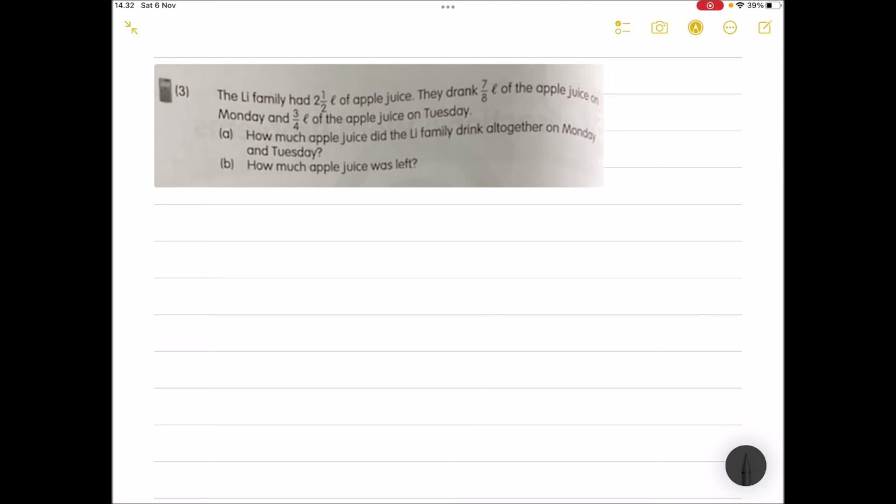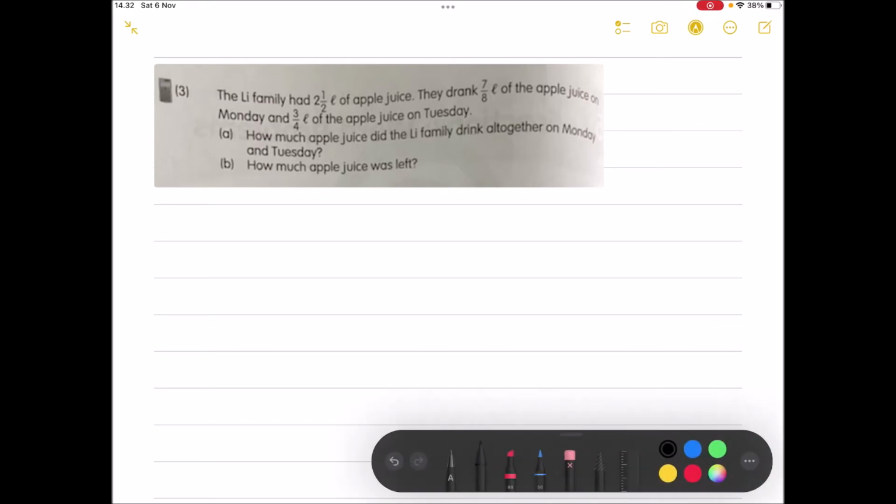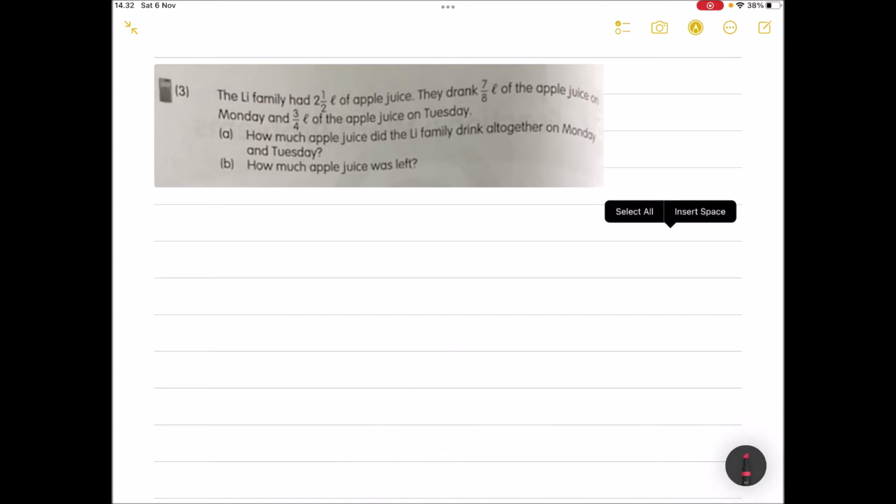The Lee family had 2.5 liters of apple juice. They drank 7/8 liter of the apple juice on Monday and 3/4 liter of the apple juice on Tuesday. How much apple juice did the Lee family drink altogether on Monday and Tuesday? How much apple juice was left? So, dealing with this question is sometimes confusing for some students.